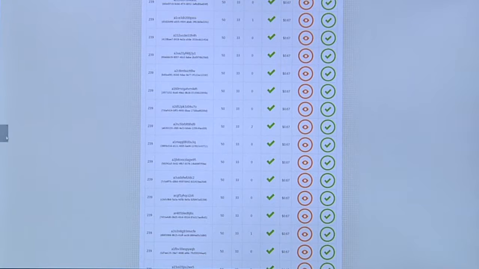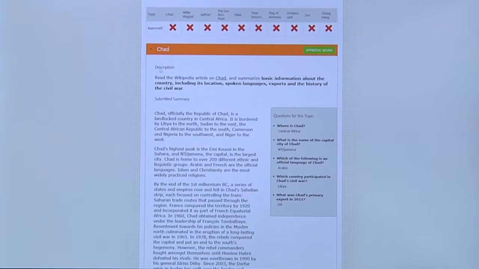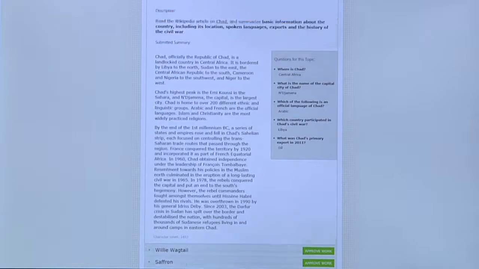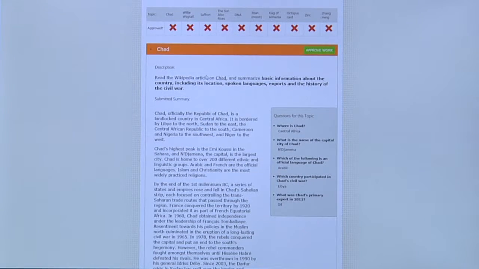Once they've submitted their topics, an admin user goes through and can look at the submitted work for a particular teacher and see if what they've written actually contains the information that the students need. Now, providing that they have answered at least 3 of the questions, then that topic is approved and put into the database, ready for students to have a look at.